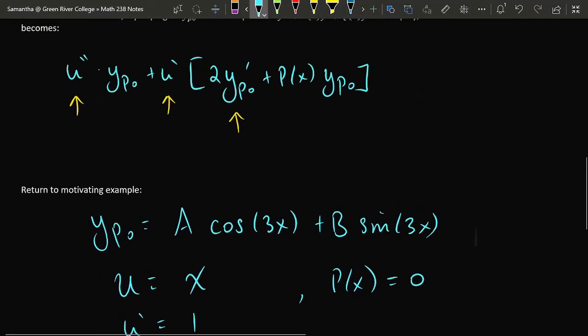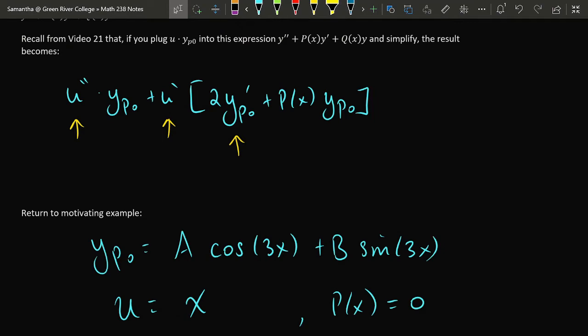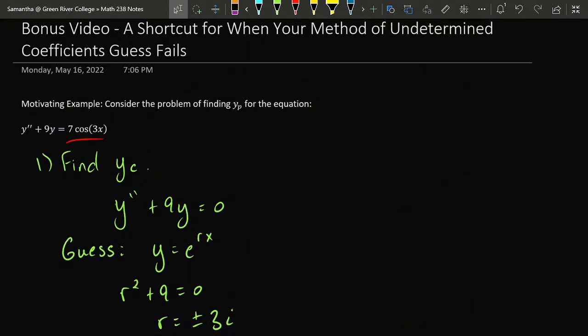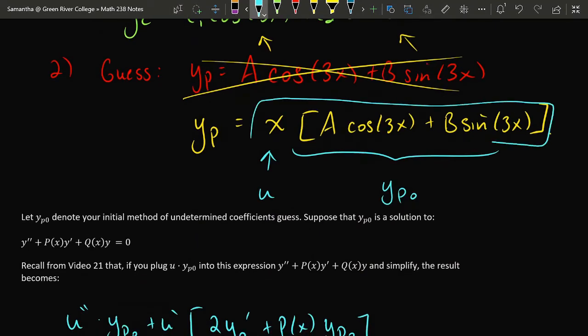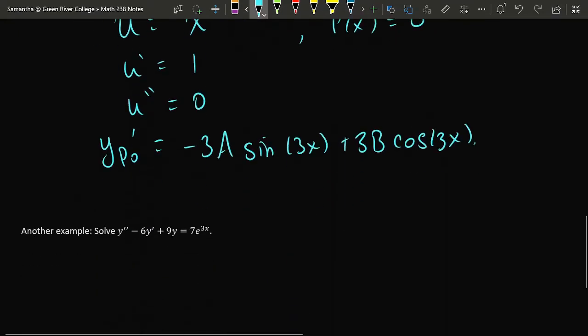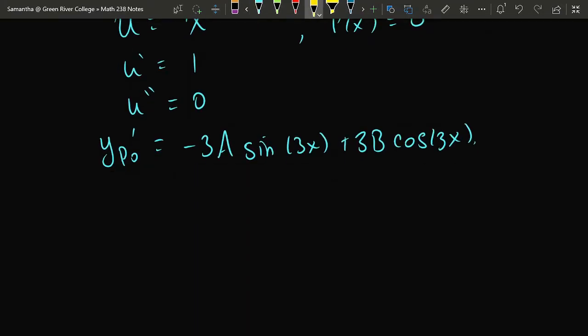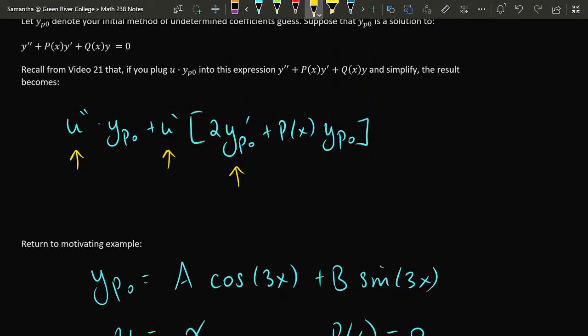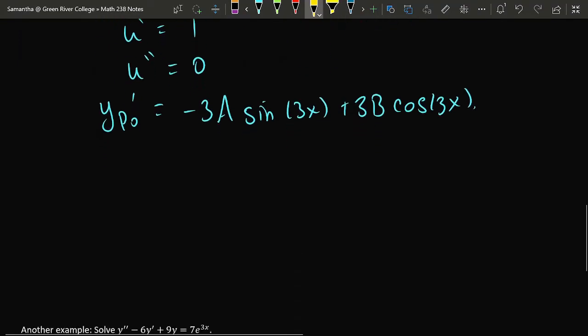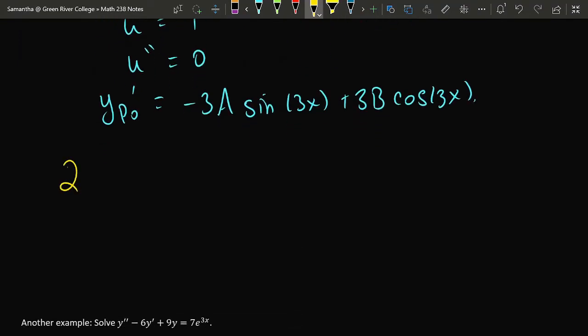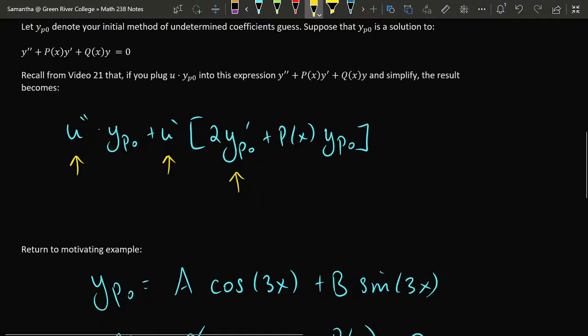Now let's go ahead and take all of this data and plug it into this shortcut formula. This shortcut formula tells us what the expression on the left-hand side of our differential equation would become if we plugged in this yp. So let's see what we get. U double prime is 0. So since u double prime is 0, this entire first term in the shortcut formula vanishes. U single prime is 1. So we're just going to get 2 times yp0 prime and then p of x times yp0, but because p of x is equal to 0, that term will vanish as well.